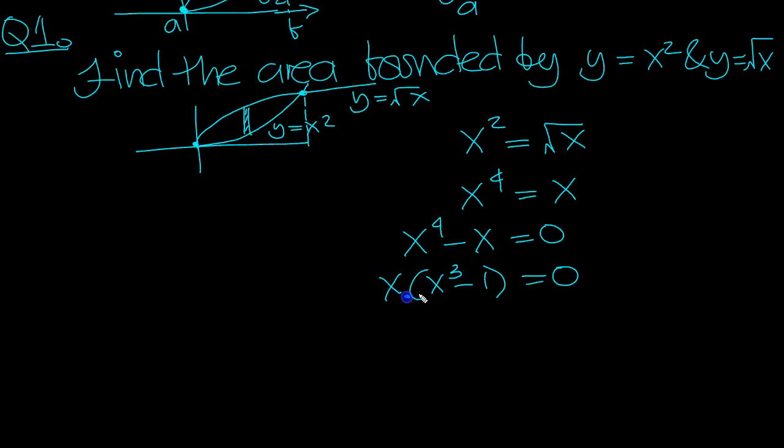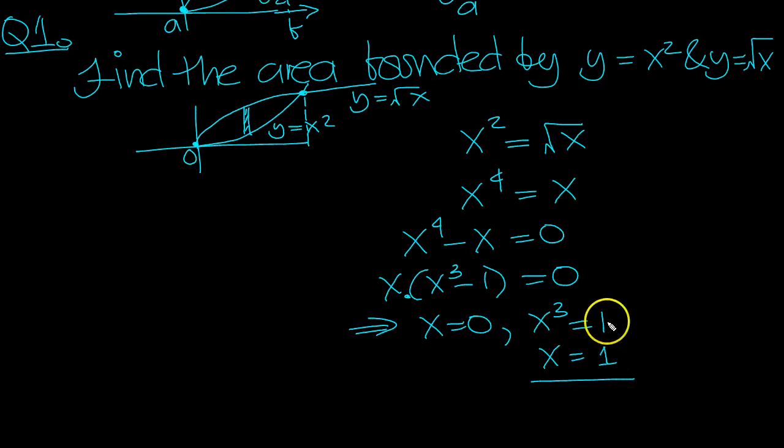So here it tells us that this equals 0 when x is 0, and the other one is when x cubed equals 1. If we cube root both sides, we get x equals 1. We don't get any other solution because a minus doesn't come out as 1 when cubed. So it's just one other value, 1.